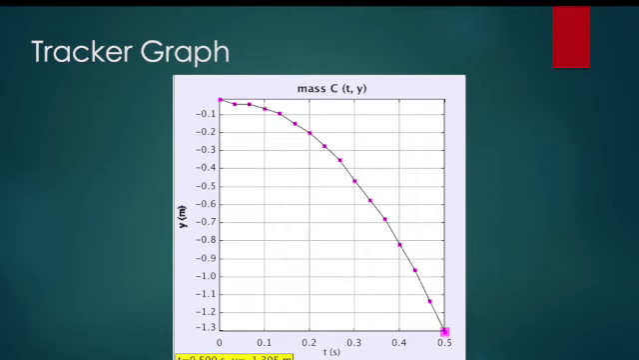And this is my graph created using Tracker of position versus time. We can see that this graph has a negative slope. And since it has a concavity, it means the velocity was not constant because there was force present.